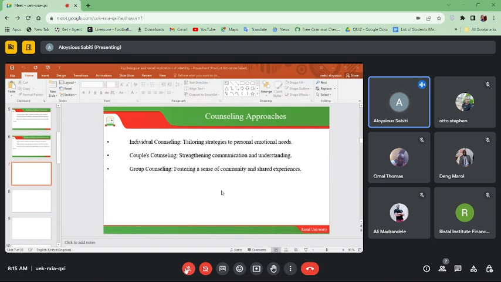Then the other approach is group counseling, where we are looking at the sense of community, but also at shared experiences. So group counseling can be problem specific, where you're looking at only mothers or fathers or people who have experienced these problems, or you can also have group counseling of the community itself, so that you're able to offer them support and strengthen the fact that the community is able to understand that these problems actually exist, and therefore lessen the stigma that is in there.